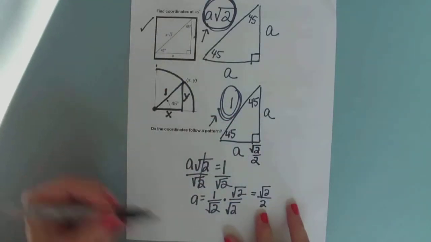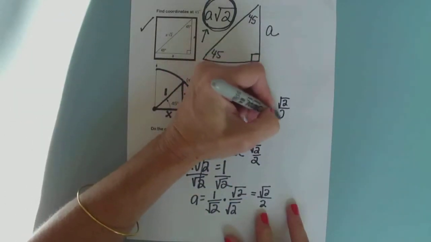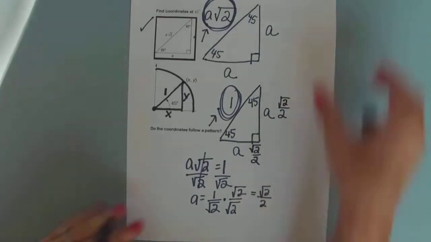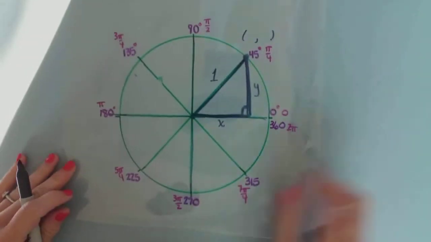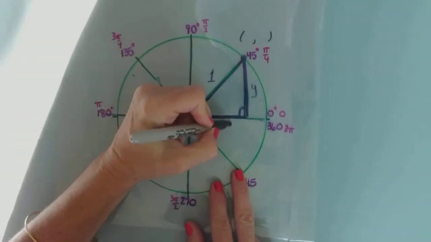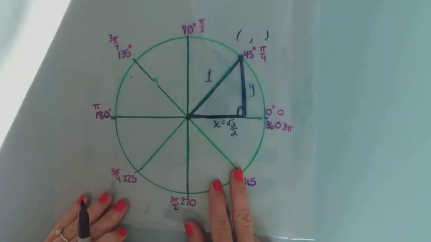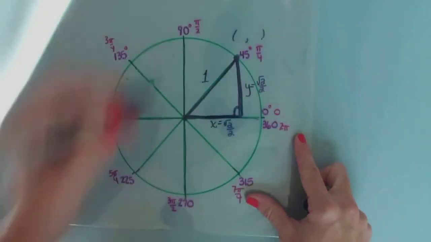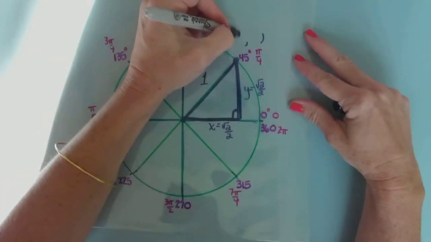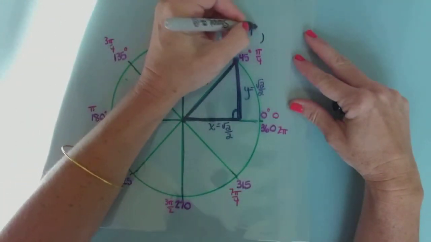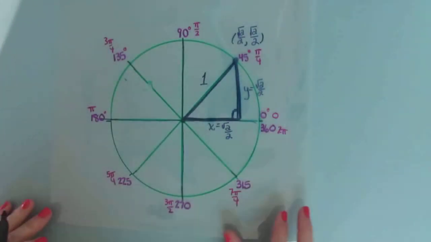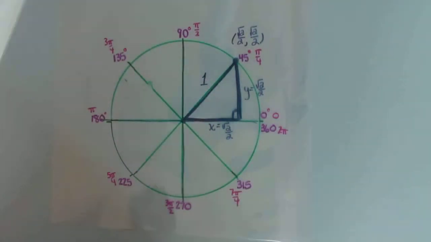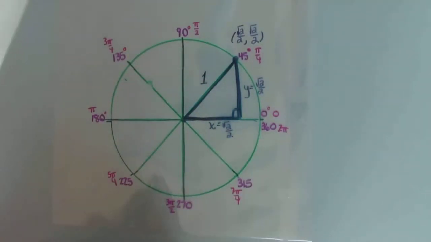So the x coordinate here is root 2 over 2. And the y-coordinate is also root 2 over 2. So if I bring that back to my circle that we were working on earlier, I can see that x is equal to root 2 over 2, and that y is equal to root 2 over 2. And so the coordinates here, root 2 over 2, root 2 over 2. And those are the coordinates at 45 degrees.